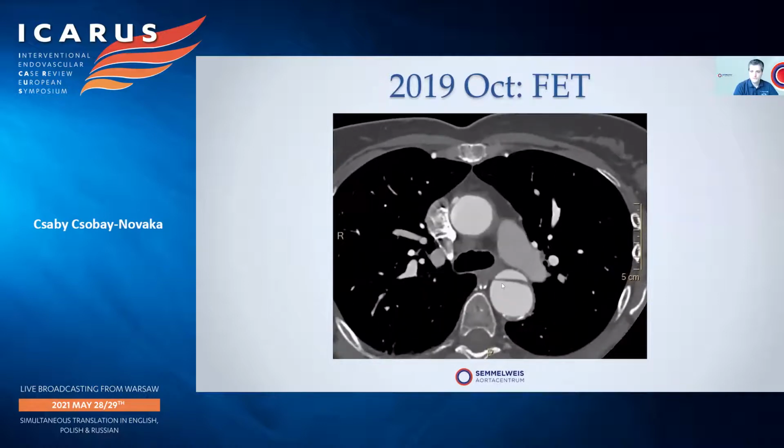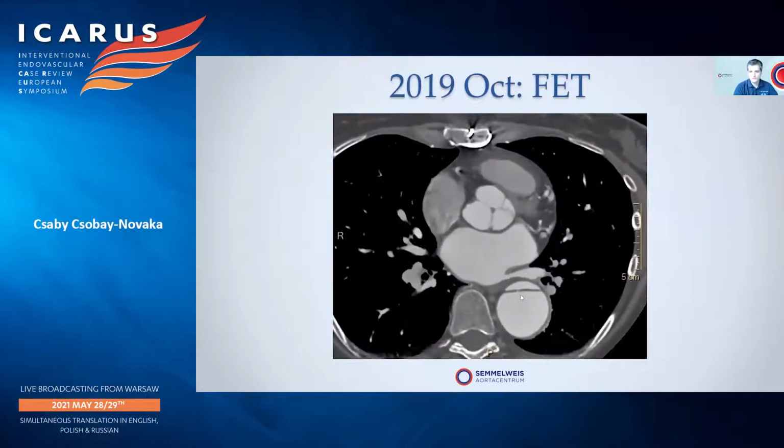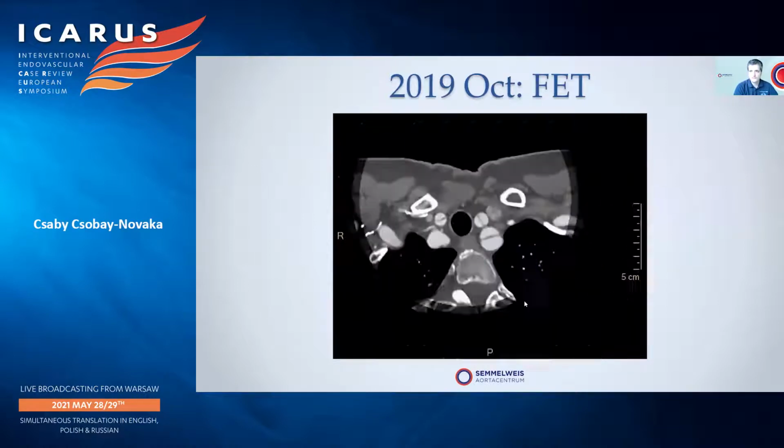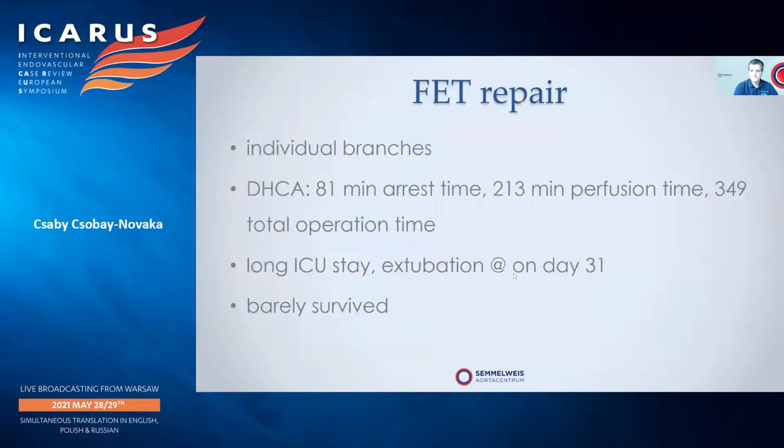This is the preoperative CT angiography showing us the compressed true lumen and multiple small fenestrations along the intimal membrane. We decided to choose a 32 by 15 centimeter long hybrid graft. The arch repair was done using individual branches. Deep hypothermic circulatory arrest was done with 81 minutes of arrest time, 3.5 hour perfusion time, almost 6 hours total operation time. A long ICU stay was seen with a late extubation, which the patient barely survived.